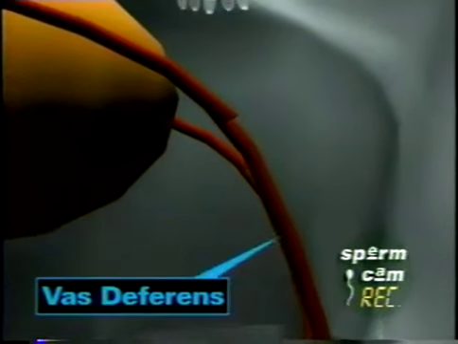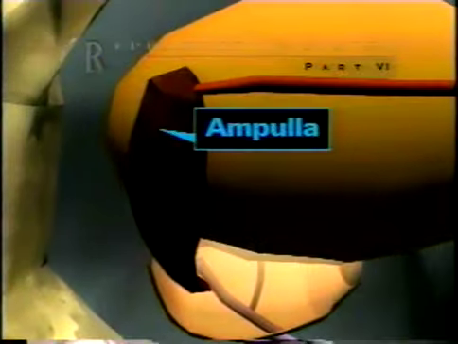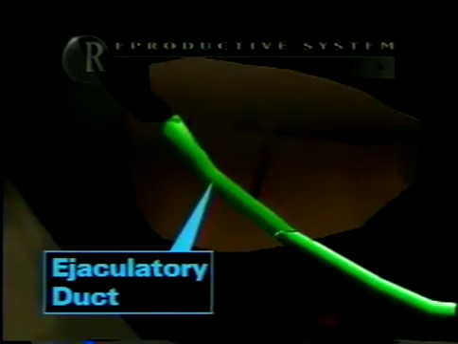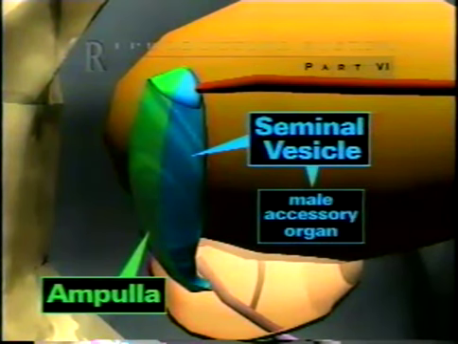The vas deferens, along with muscle, blood vessels, and nerves, makes up the spermatic cord. The vas deferens ends in an expanded section known as the ampulla. The ampulla forms part of the ejaculatory duct, the next duct in the duct system. The ejaculatory duct is formed by the union of the ampullae and a duct from the seminal vesicle, which is a male accessory organ of the reproductive system.